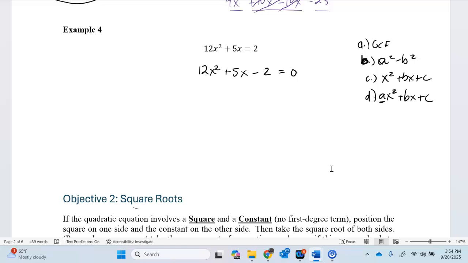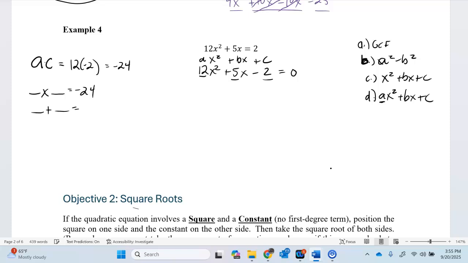So let me show you that. AC method goes like this. My standard quadratic is ax squared plus bx plus c. So that means that's a, that's b, and that's c. So step 1, multiply a times c. In this case, that's 12 times negative 2. That's negative 24. Step 2, find two numbers that multiply together to give you negative 24, but will add together to give you the middle number of 5.